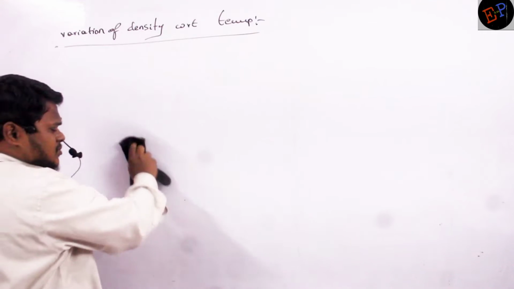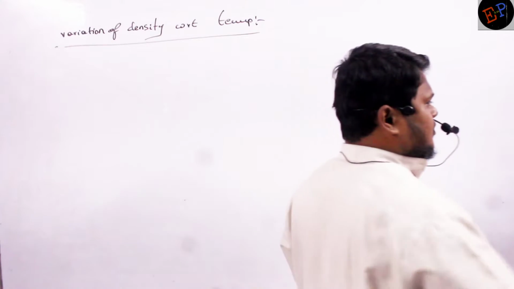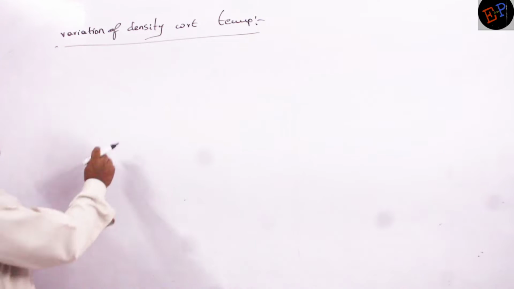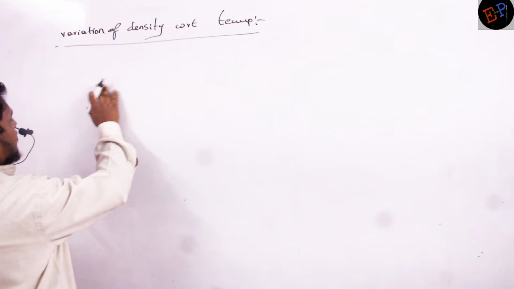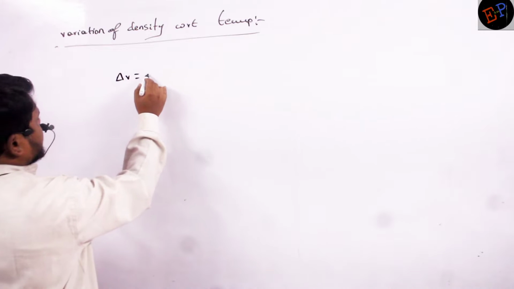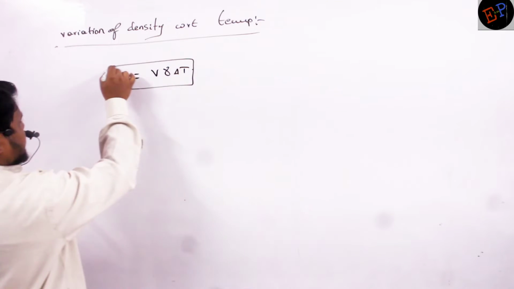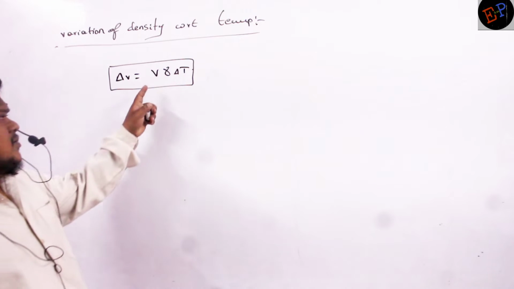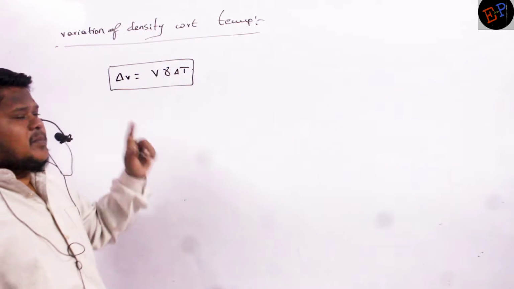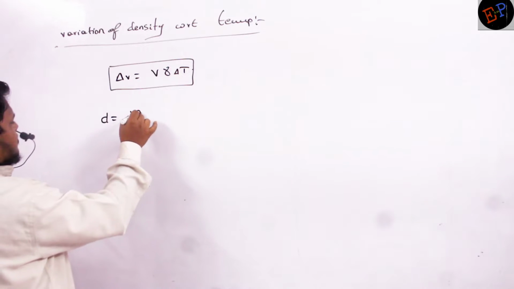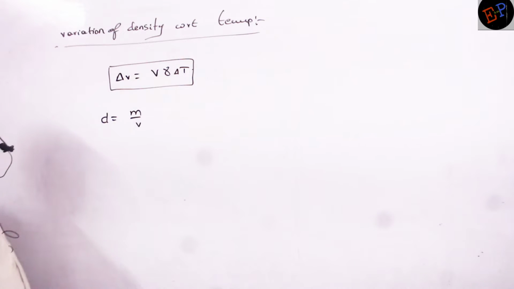Let us see how density varies when temperature changes. We have studied that change in volume, delta V, is equal to V gamma delta T. So the change in volume of any liquid is equal to the original volume multiplied by gamma multiplied by delta T. Now we know that density is equal to mass by volume. Clear? Density is equal to mass by volume.